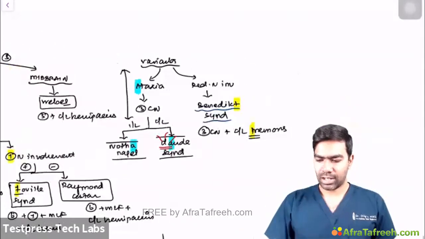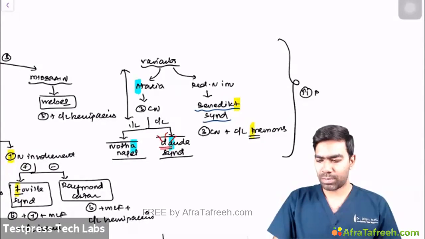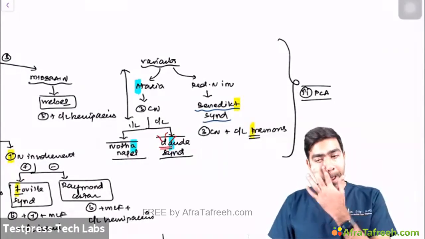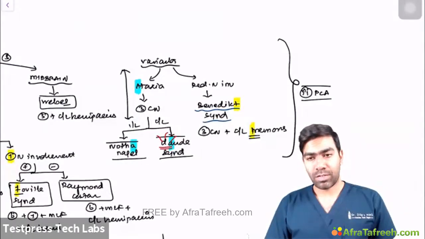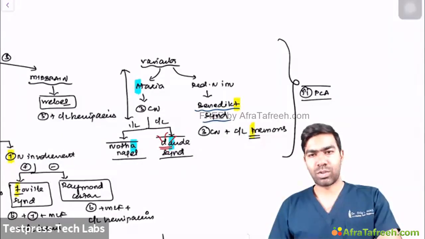And any midbrain syndrome, we know very well that's going to be the P1 segment of the PCA. That's going to be the artery of occlusion. So you can tell the arteries also very easily because I've told you the basics beforehand itself. So that should not be a big issue basically.